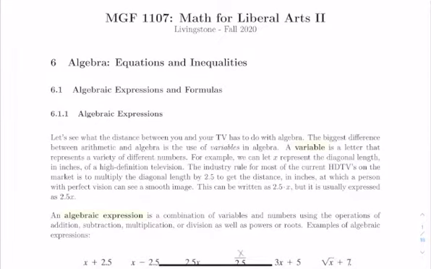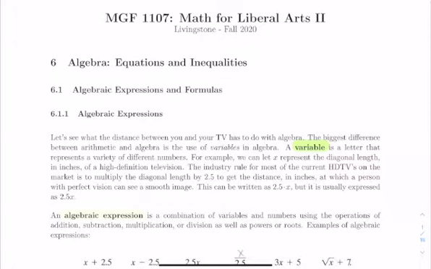In section 6.1, we're looking at algebraic expressions and formulas. Let's see what the distance between you and your TV has to do with algebra. The biggest difference between arithmetic and algebra is the use of variables in algebra. A variable is a letter that represents a variety of different numbers. For example, we can let x represent the diagonal length in inches of a high-definition television.